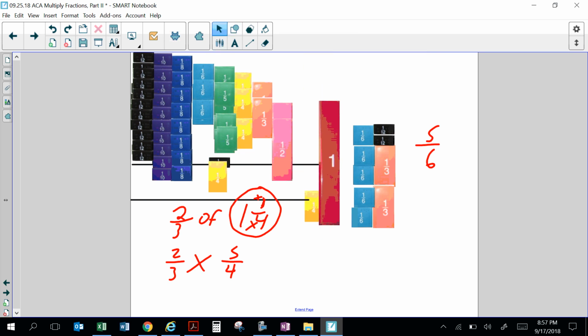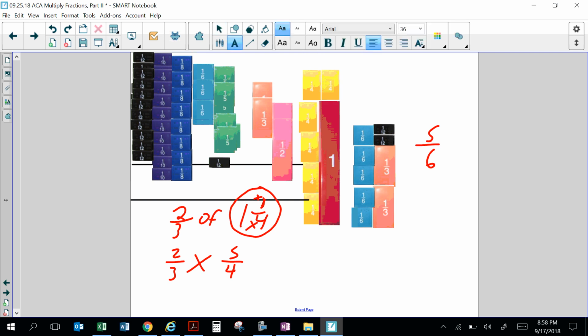Is 1 1/4 the same thing as 5/4? Let's see. 1/4, 1/4, 1/4, 1/4, and here's another one. So 1 1/4 is the same as 5/4. Now let's multiply this fraction. If I multiply the numerators, that's 10. Multiply the denominators, 3 times 4 is 12. But wait, we have to simplify this.